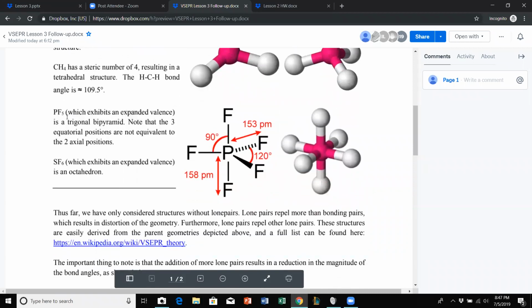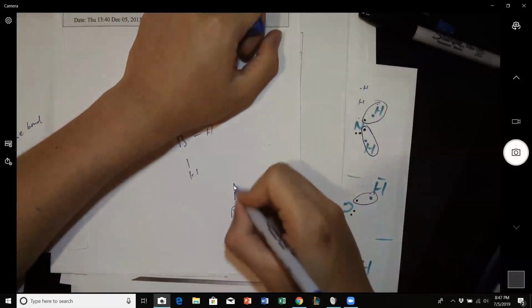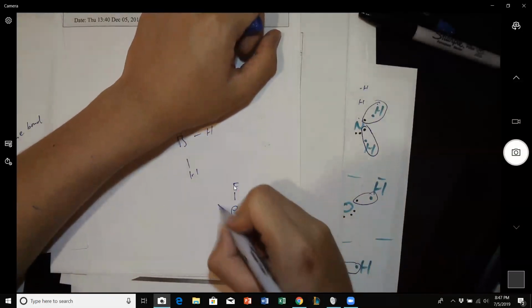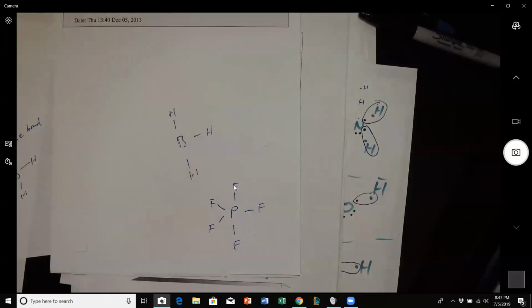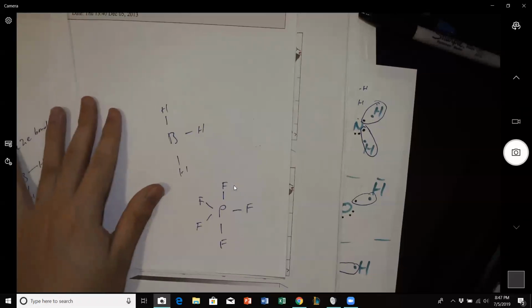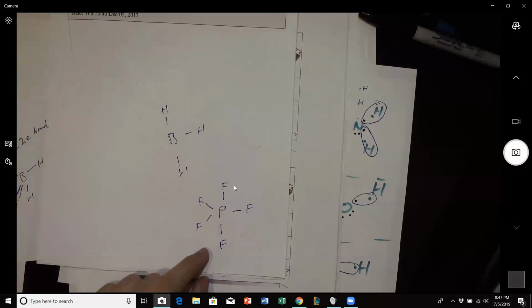Okay, so PF5, this is tricky. Can someone tell me what the problem with this molecule is? So count how many electrons does the phosphorus have?